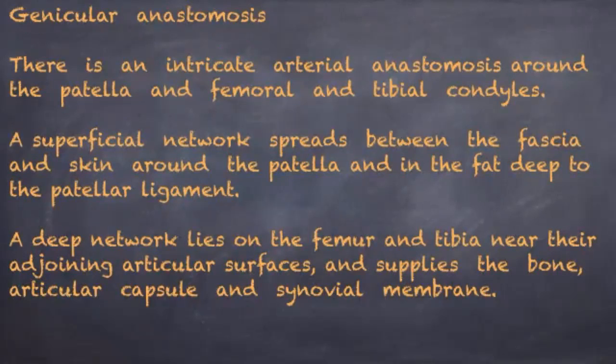If you remember your previous class, the femoral artery gives the descending genicular artery, right? So those vessels are called genicular arteries, and they anastomose and form a ring around the knee joint called the genicular anastomosis of the knee joint. There is an intricate arterial anastomosis around the patella and the femoral and tibial condyles, right?